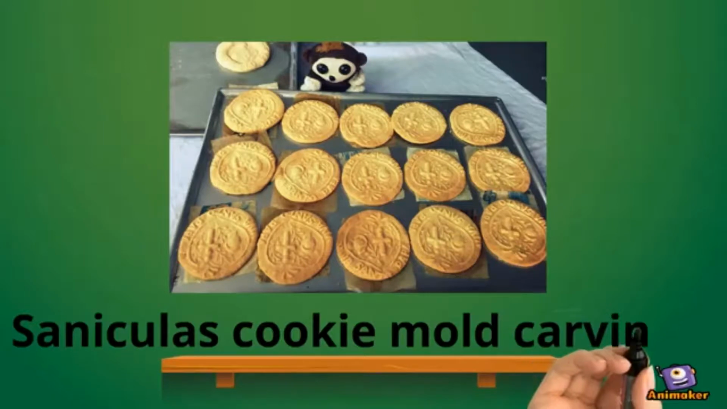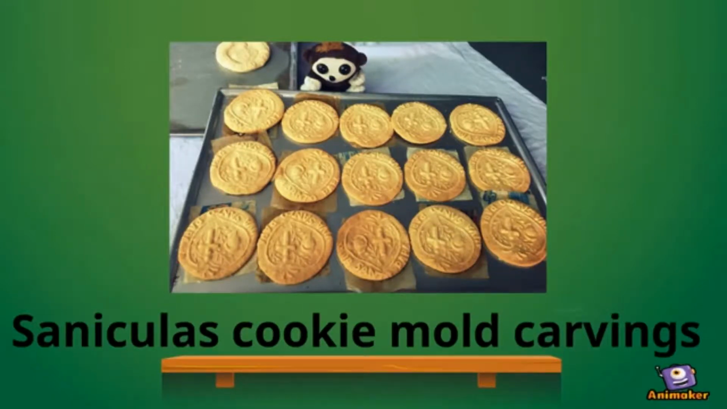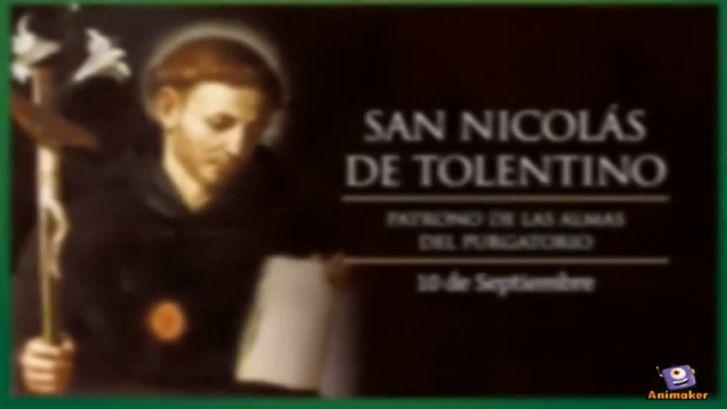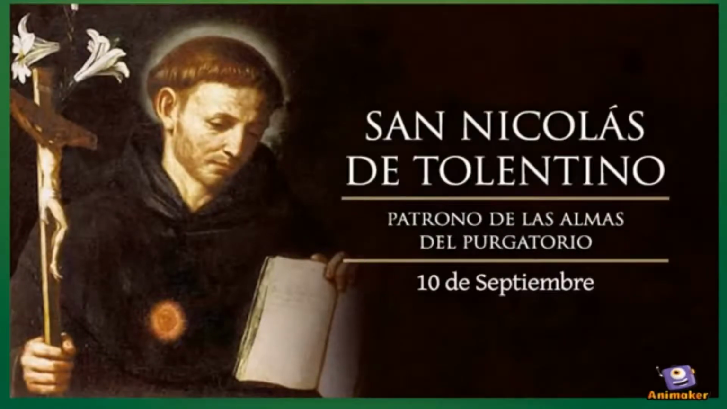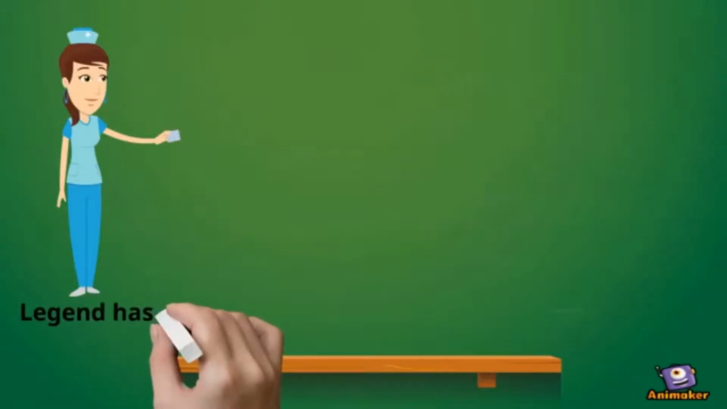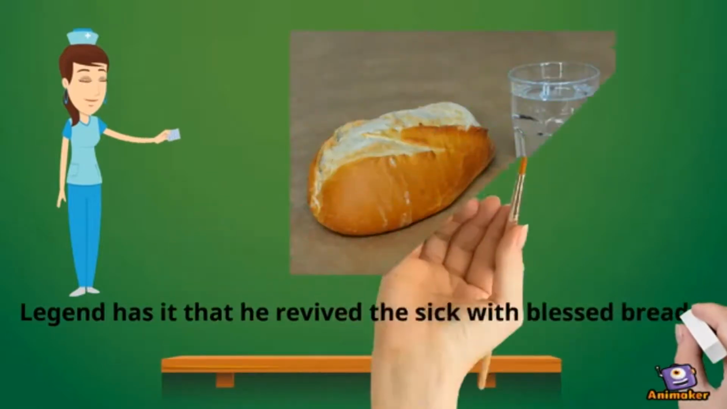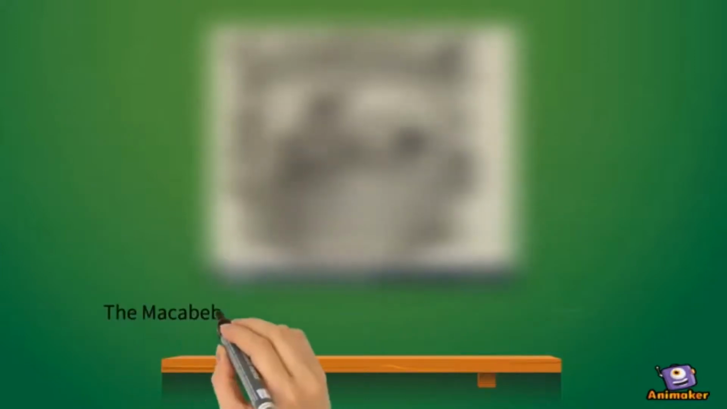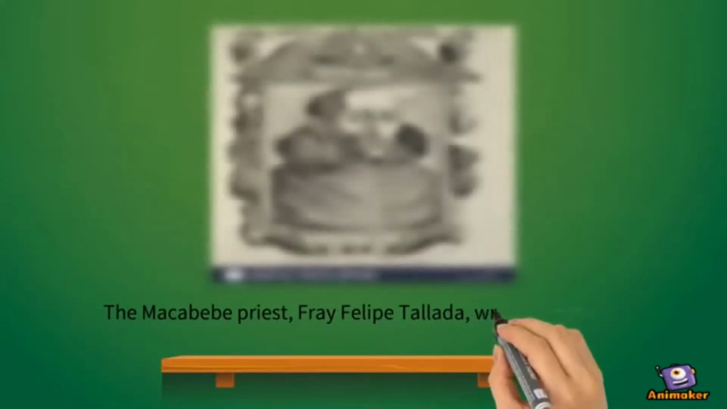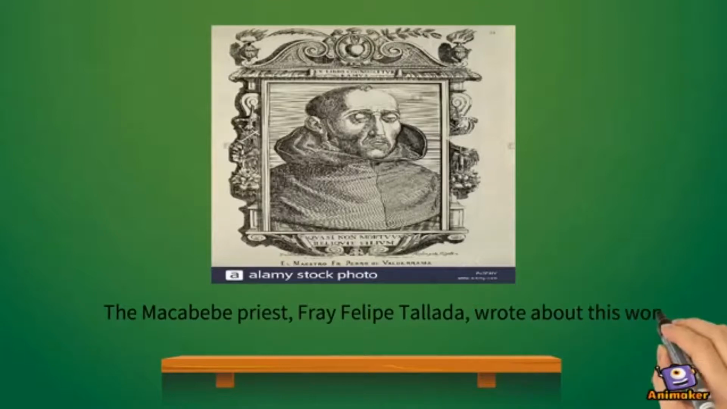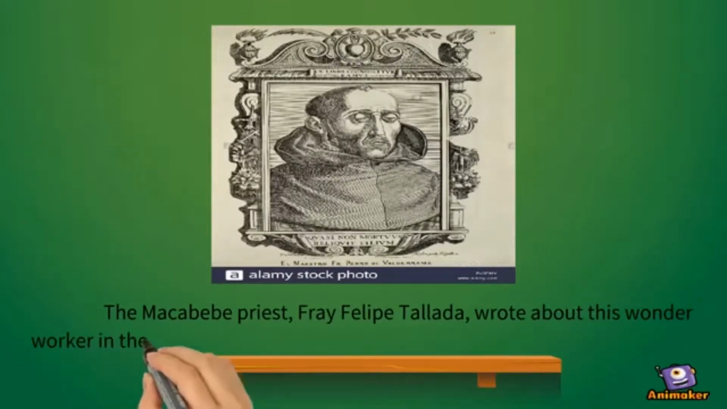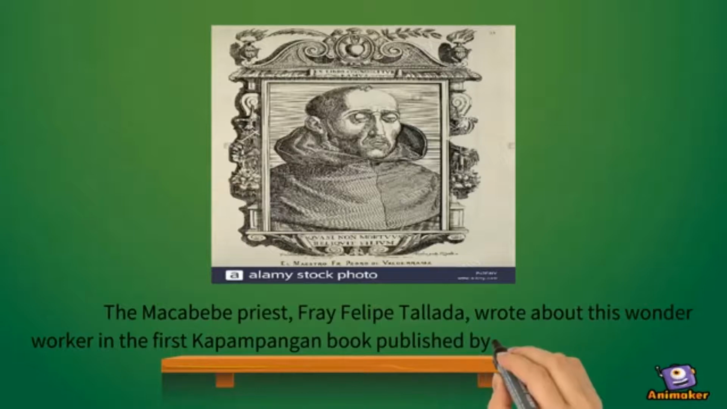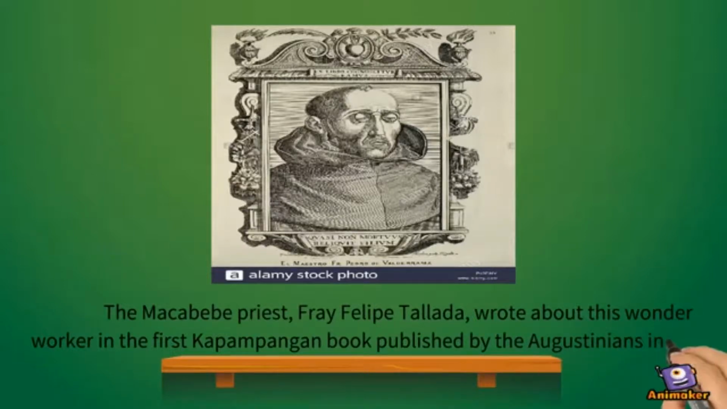3. San Nicolas cookie mold carvings, Pampanga. Saintly sweets. San Nicolas cookies made with the imprint of San Nicolas de Tolentino, the miracle healer. Legend has it that he revived the sick with blessed bread mixed with water. The Macabebe priest, Fray Felipe Talata, wrote about this wonder worker in the first Kapampangan book published by the Augustinians in 1614.